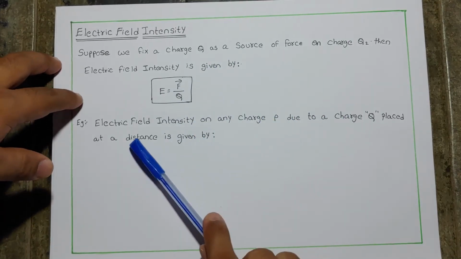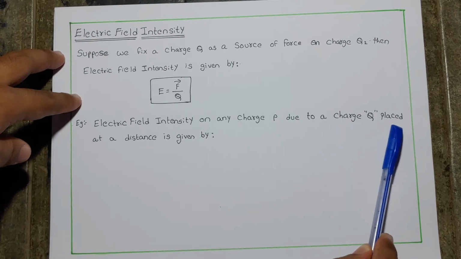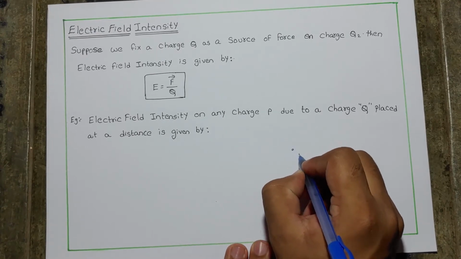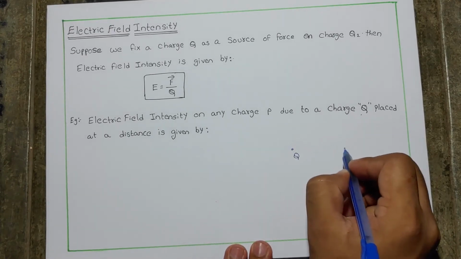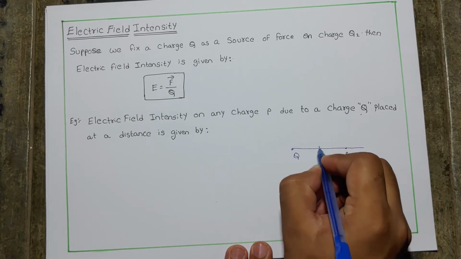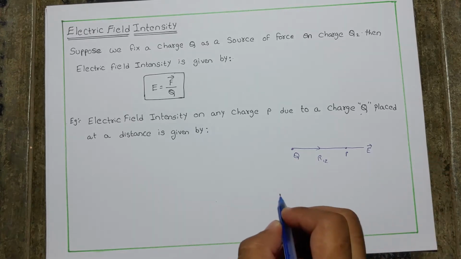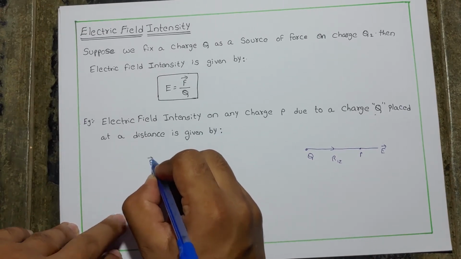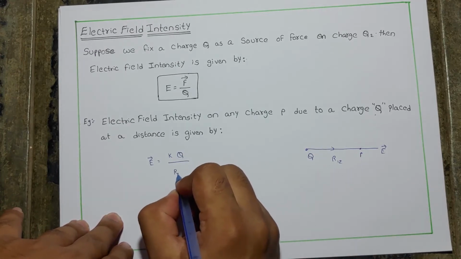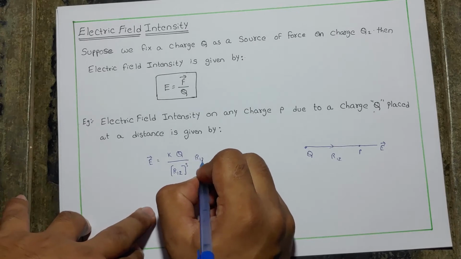We can observe that in an example, that is, electric field intensity on any charge P due to a charge Q placed at a distance is given by, here let us take a charge Q in the given example and a charge P which are placed at a distance of R. Electric field intensity is given by E is equal to K times Q by distance between them, that is R12 magnitude whole cube times direction vector.